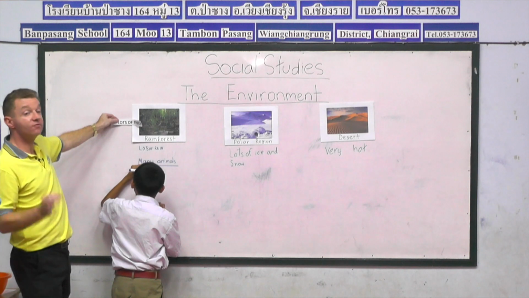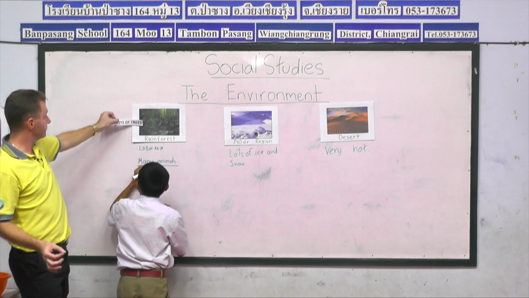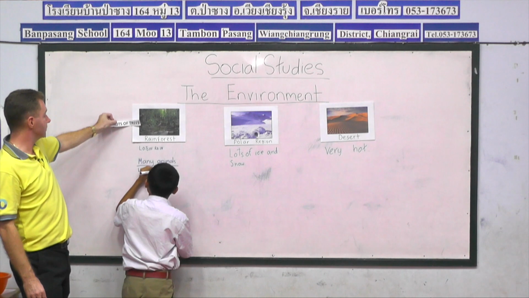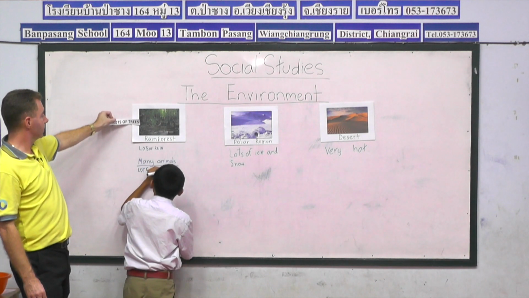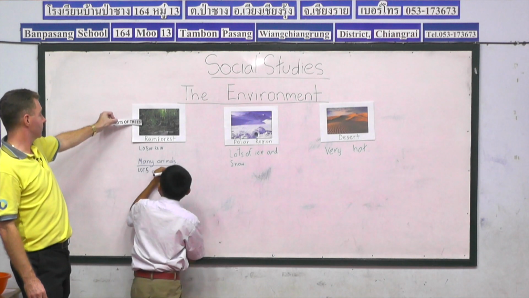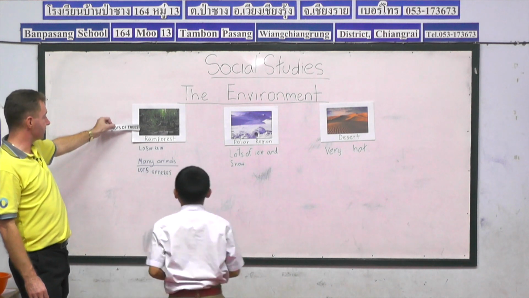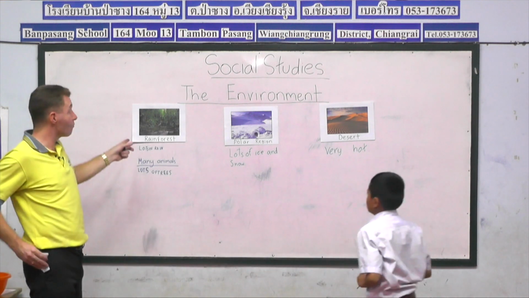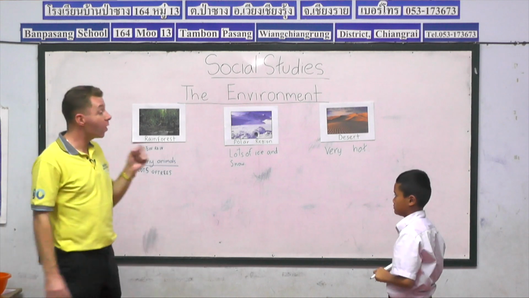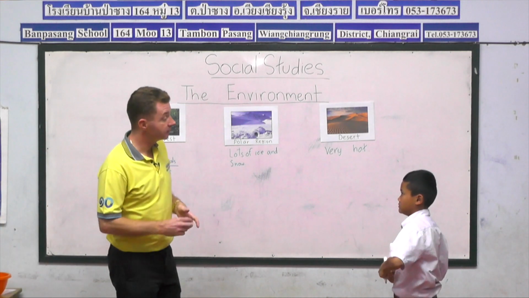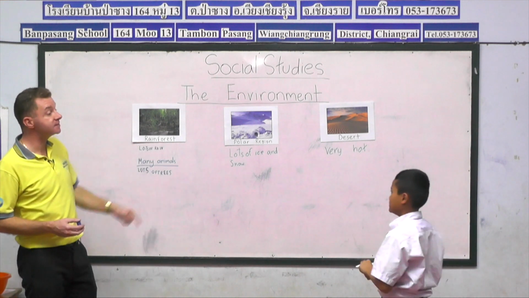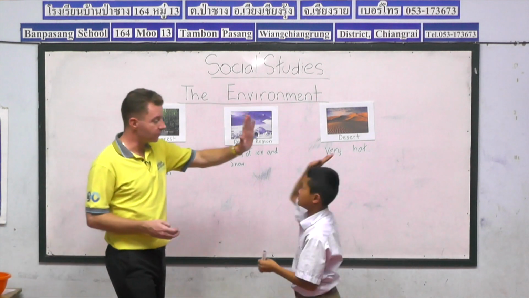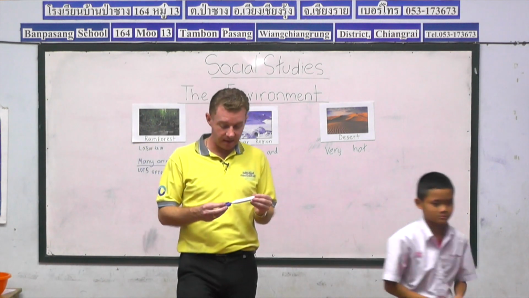So Chew, you can write the vocabulary lots of trees. Okay, excellent, Chew. So we can say together, rainforest, lots of trees. Can you say, Chew? Rainforest, lots of trees. Excellent, Chew. Big round of applause for Chew, please, guys.